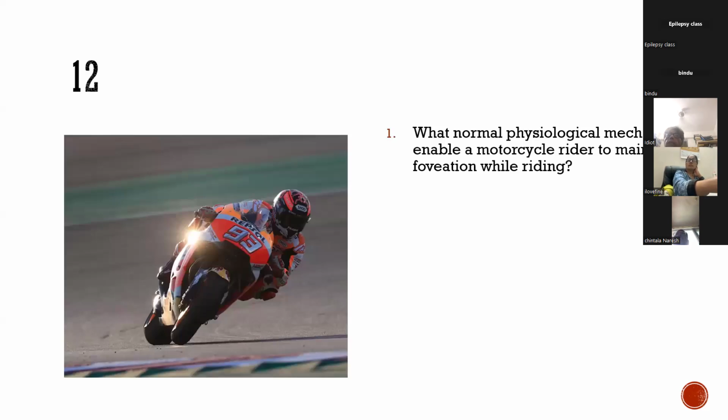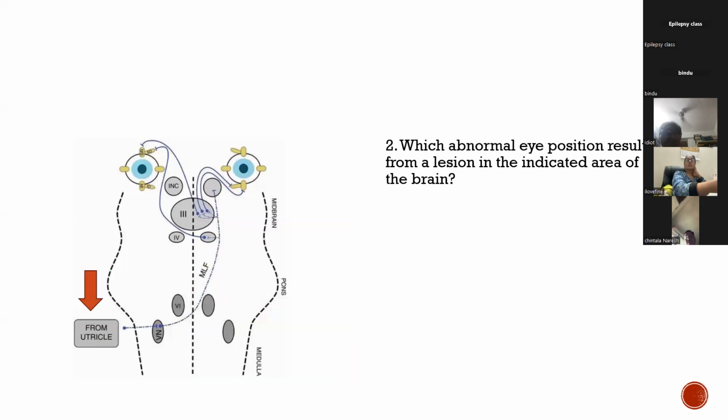Next question. What normal physiological mechanism enables a motorcycle rider to maintain foveation while riding? The sub-question, which abnormal eye position results from a lesion in the indicated area of the brain? Here.